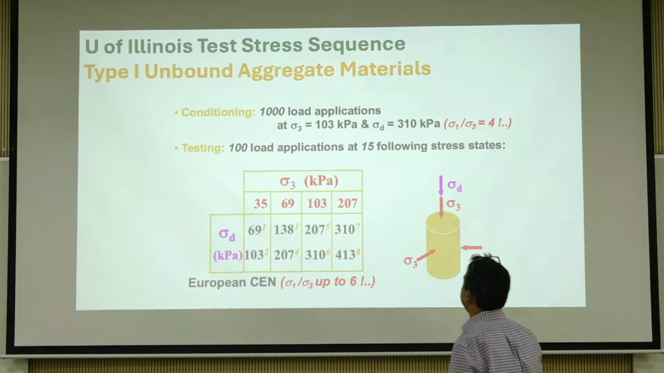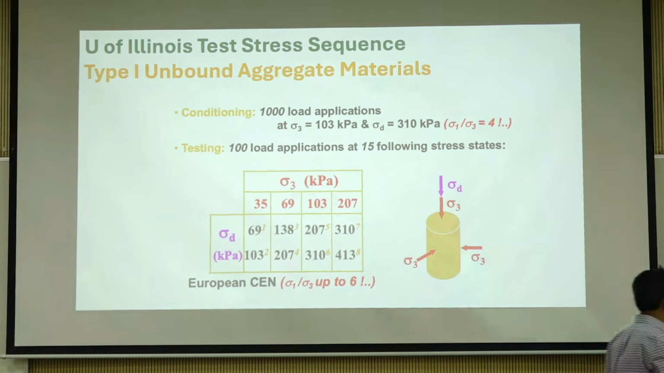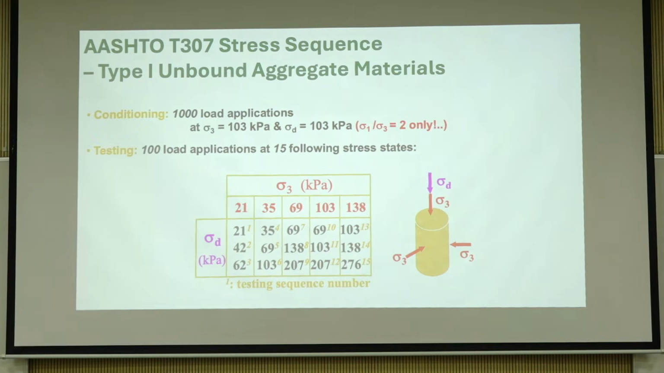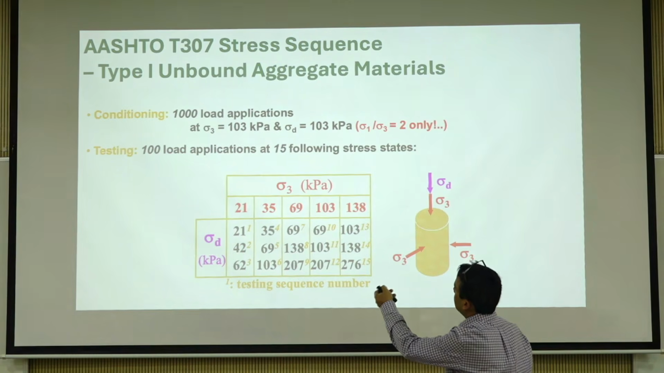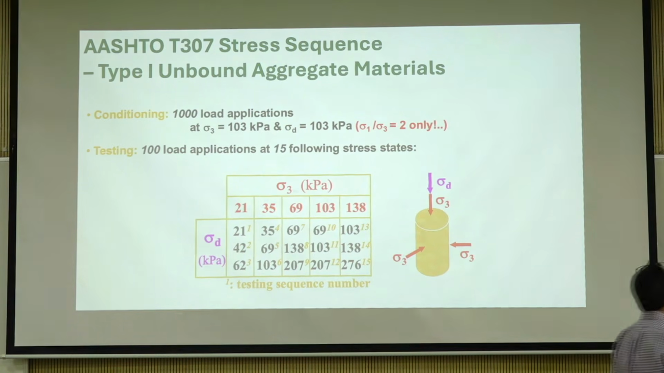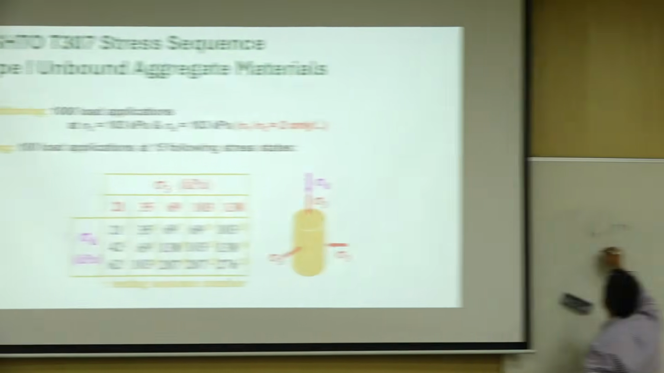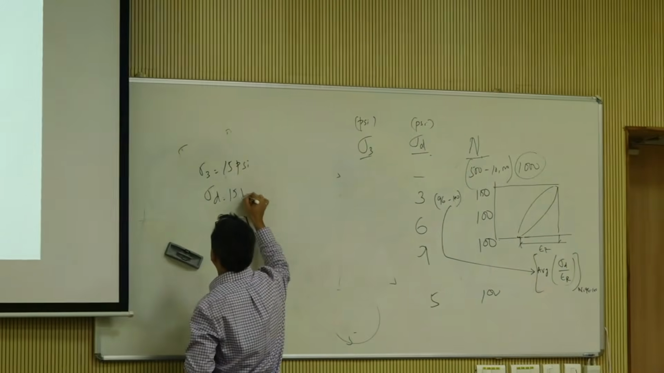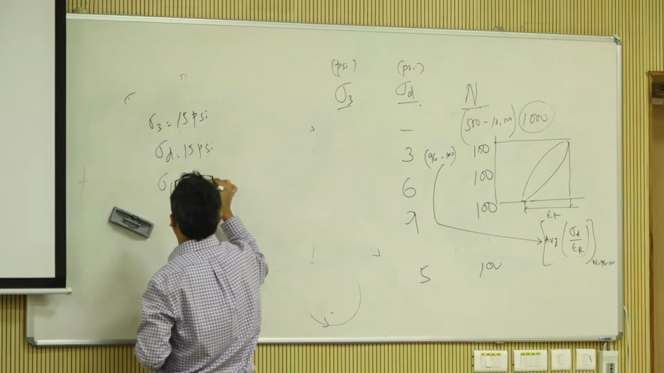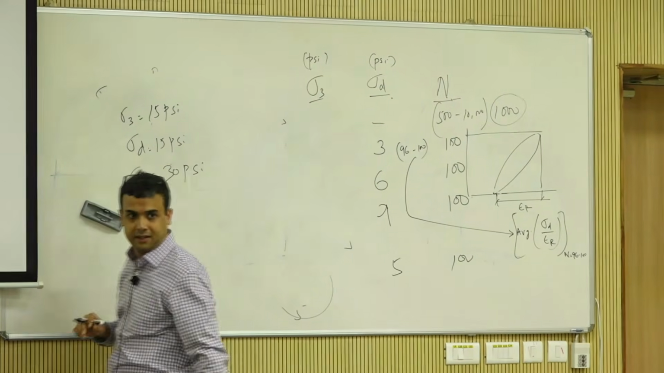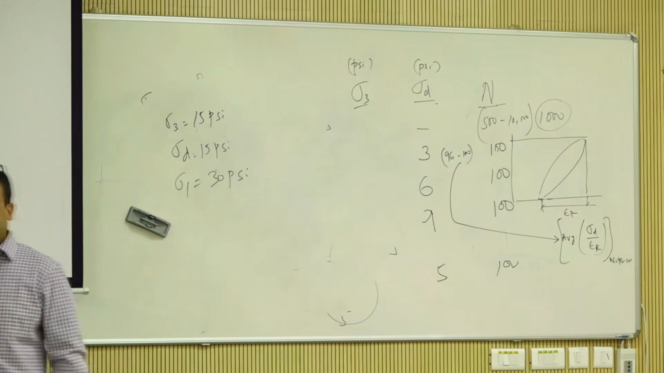Oh, so this is the University of Illinois. Okay, this is another interesting point that I did not say. Before we talked about this table, I forgot to talk about this. This is the conditioning. The conditioning is done at sigma 3 of 15 psi and sigma d also 15 psi. So what is sigma 1? 30, right?